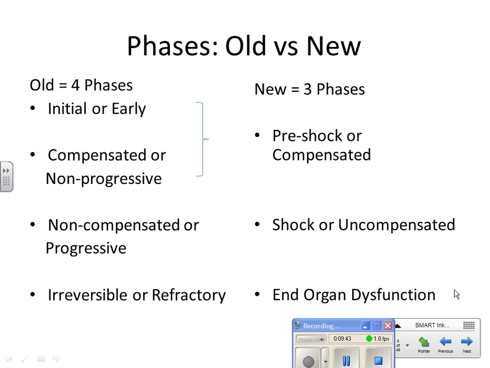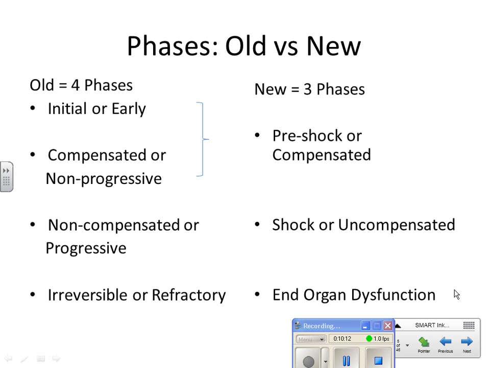So the first phase is what we call initial or early. What Pellico does is combine that with the second phase, which is compensated and non-progressive, and calls that pre-shock or compensated shock. This slide talks about the different terminologies that Pellico uses, but the left-hand column is really what you'll probably encounter on an NCLEX question when they're describing the various phases.